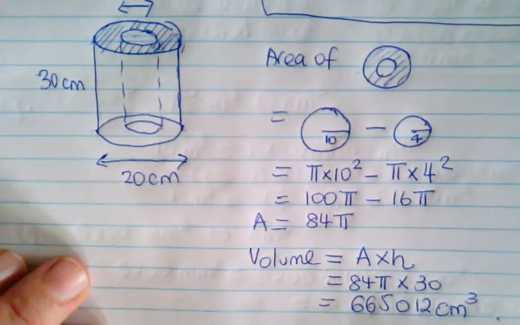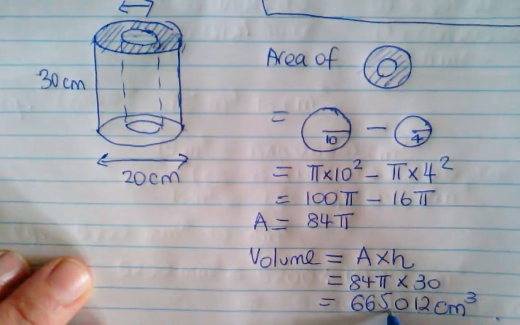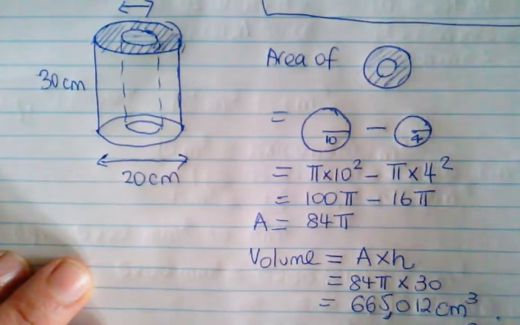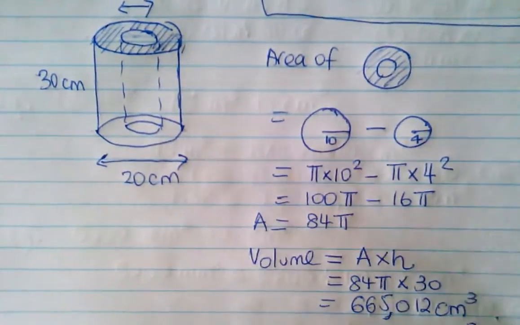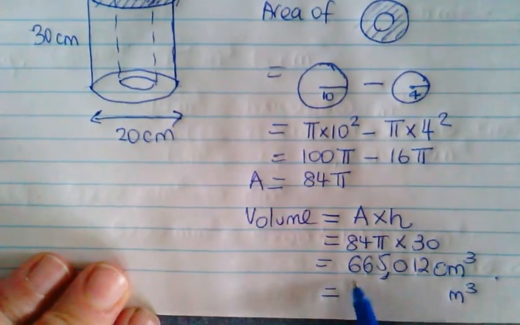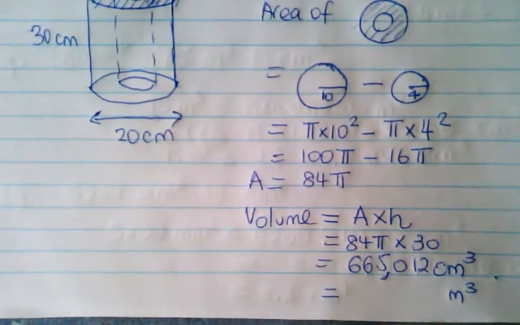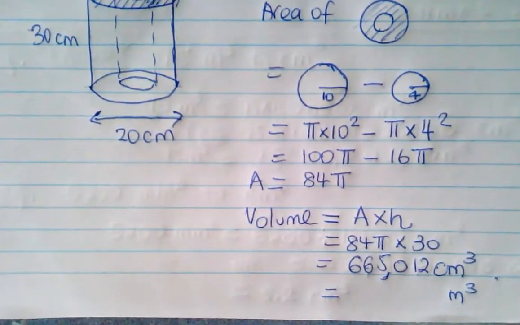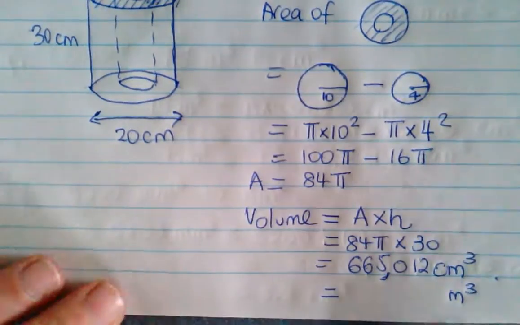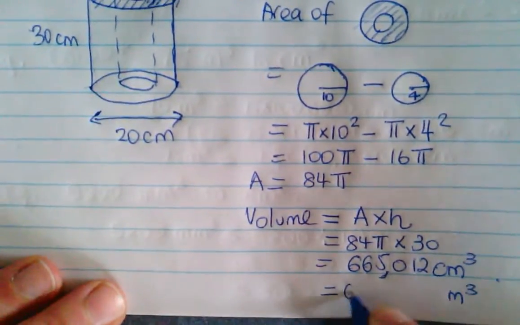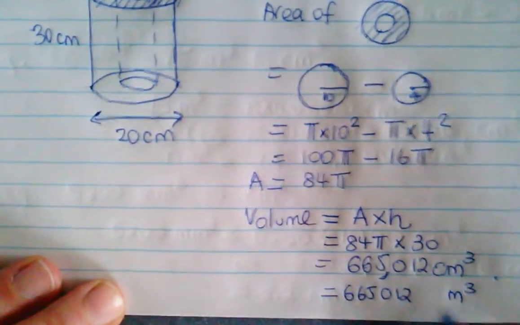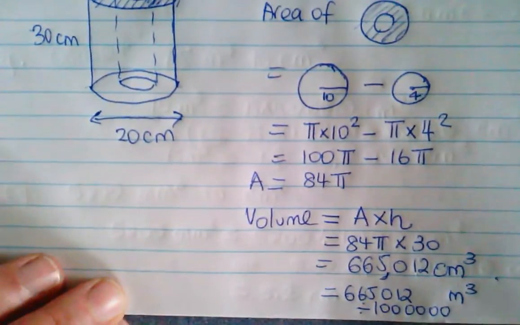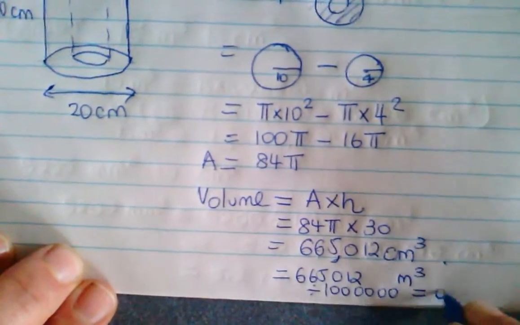What if I asked you, actually this is a good question to do this in. I want you to change this now to metres cubed. That answer is in centimetres cubed. I want it in metres cubed. Now, what's the unit conversion from centimetres to metres? Divide by 100. How many times? 3. So 665,012 divided by 100, 100, and 100. You got it? Yep.